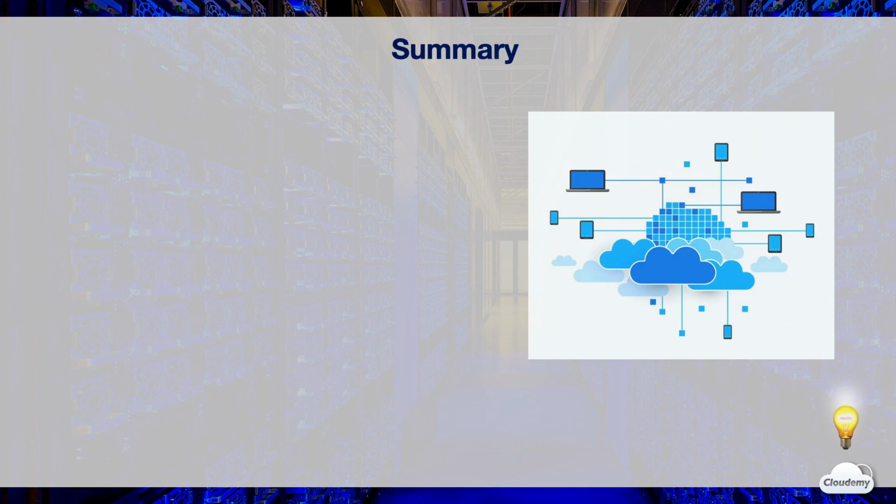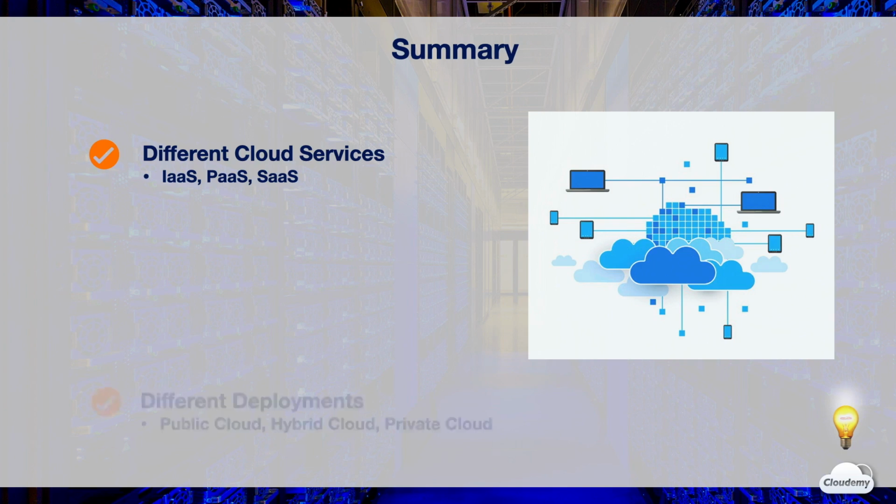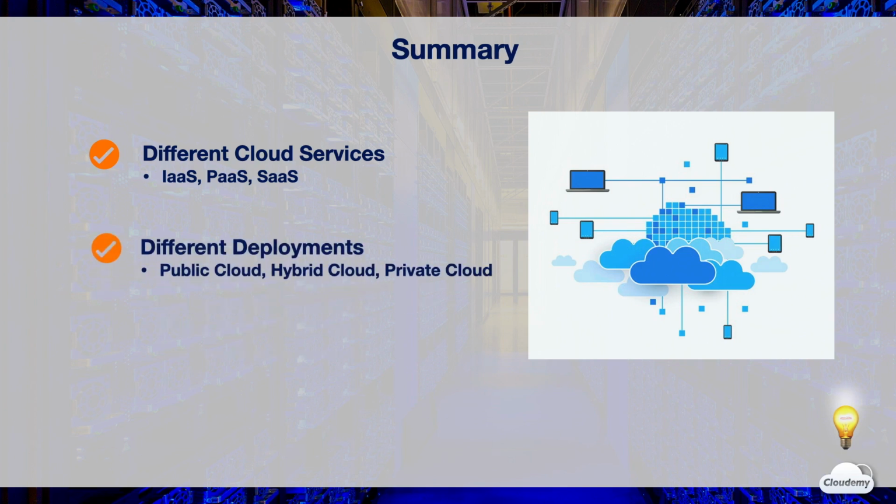In this episode, we've learned different aspects of cloud computing. There are three main types of cloud services. They're infrastructure as a service, platform as a service, and software as a service. There are three types of cloud deployments. They're public cloud, hybrid cloud, and private cloud. We will learn these concepts in detail when we explore AWS services. For now, you just need to understand these terms at a high level.